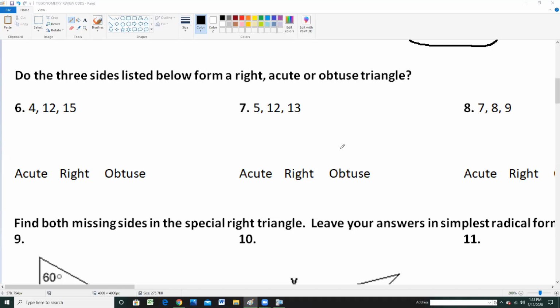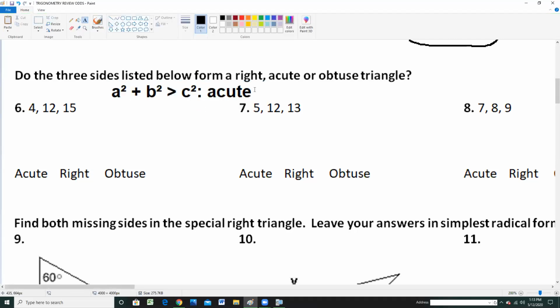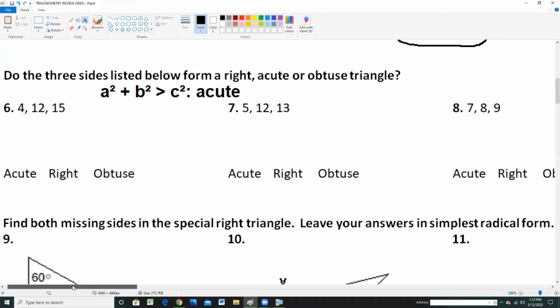Okay. All right, let's jump back in here. Do the 3 sides listed below form a right, acute, or obtuse triangle? So this is where we learned a different trick. You can take the Pythagorean theorem, and if it turns out to be greater than on the left, then that means it's an acute triangle. You see, the Pythagorean theorem only works on right triangles. So if the number on the left is greater, that means it's acute.